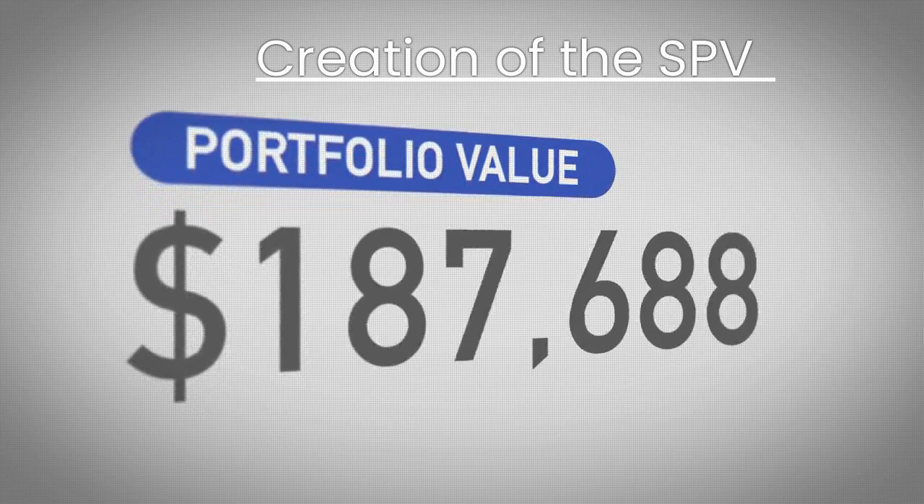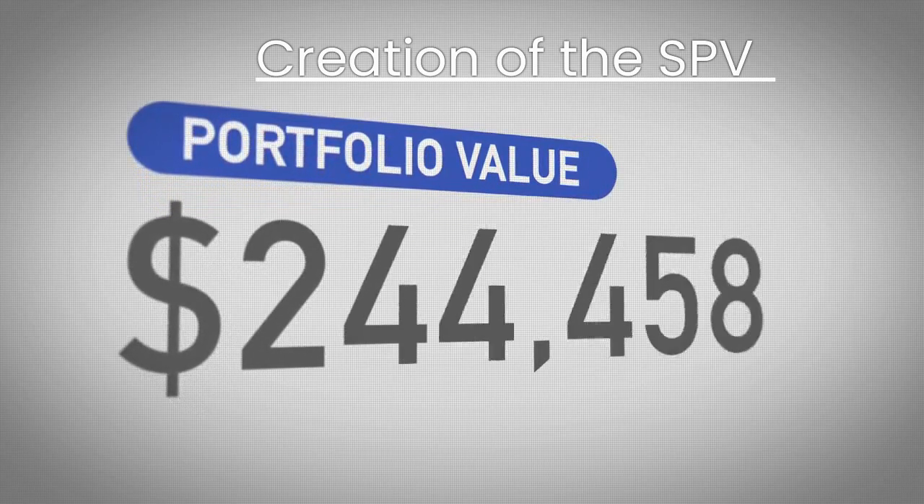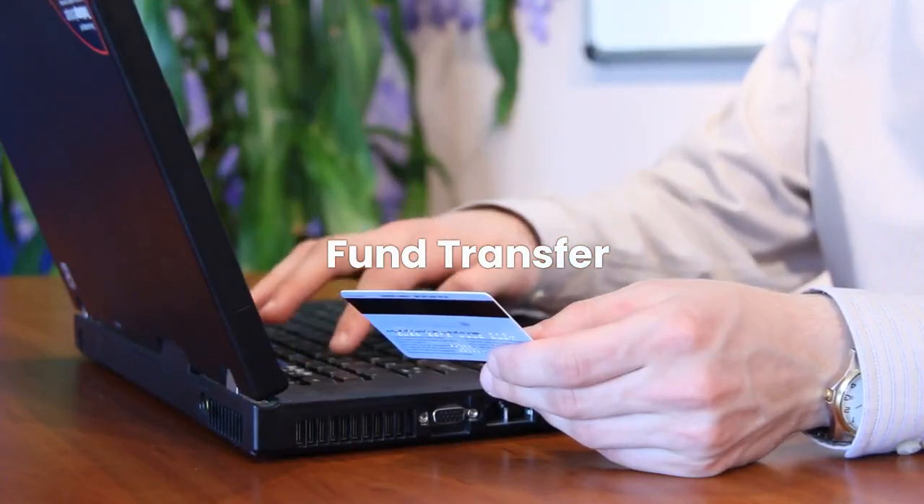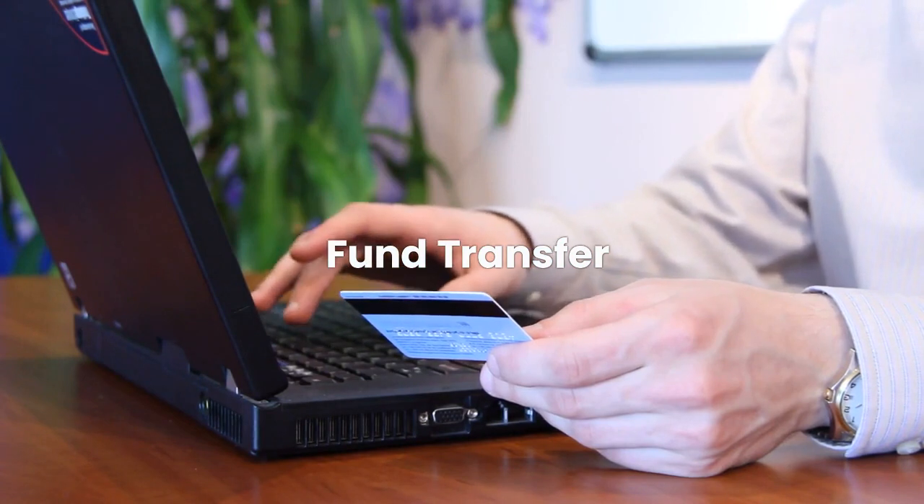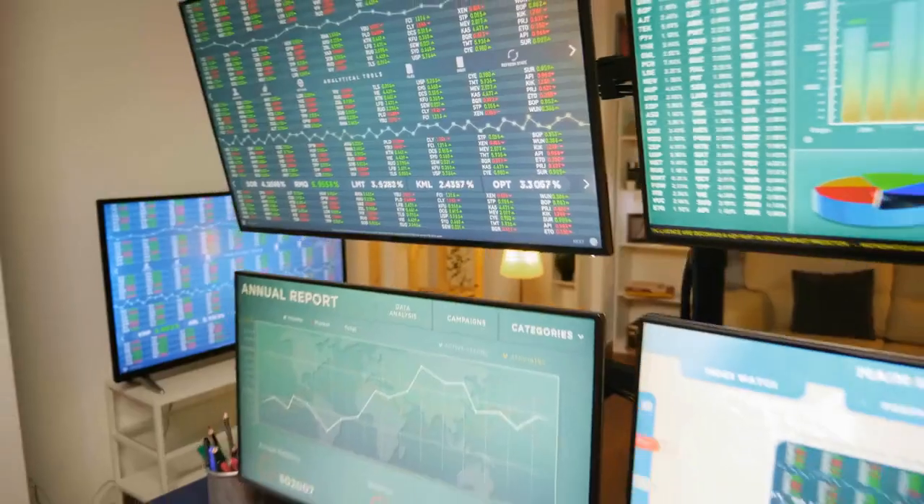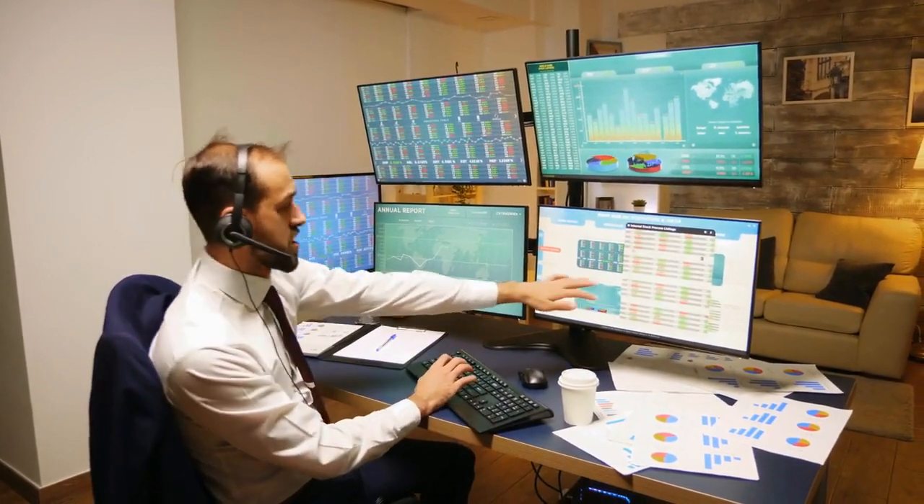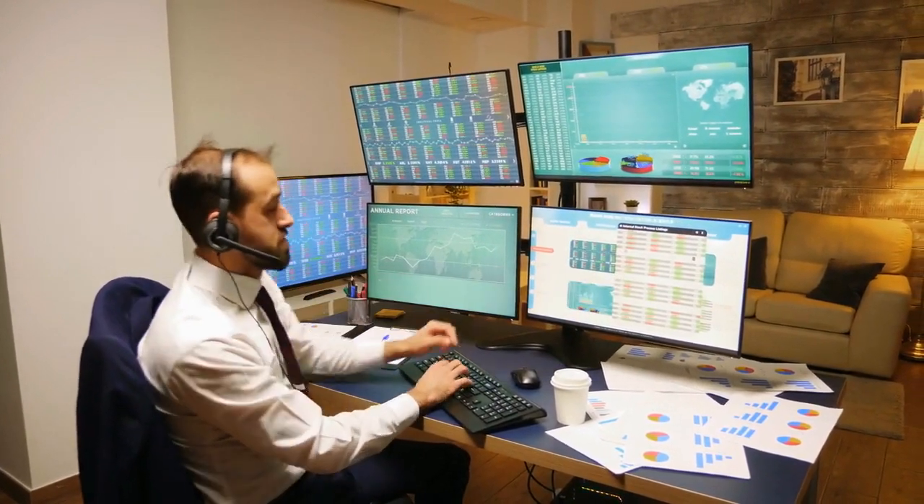Creation of the SPV: the criminals establish an SPV, which could be a shell company or a legal entity with a seemingly legitimate purpose, such as a holding company or an investment fund. The true owners and beneficiaries of the SPV remain concealed through the use of nominee directors or shareholders. Fund transfer: the illicit funds are transferred into the SPV's bank account from multiple sources, making it difficult to trace their origin. These funds are typically disguised as legitimate transactions, such as business revenues, loans, or investments.